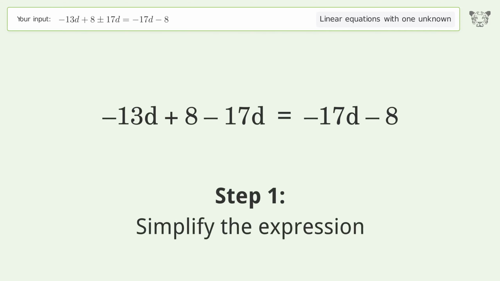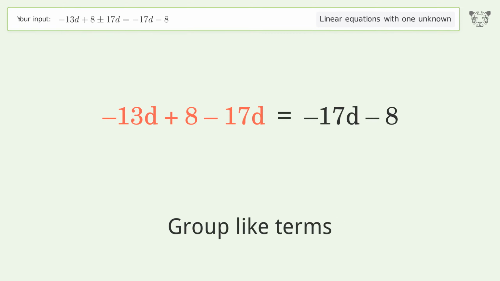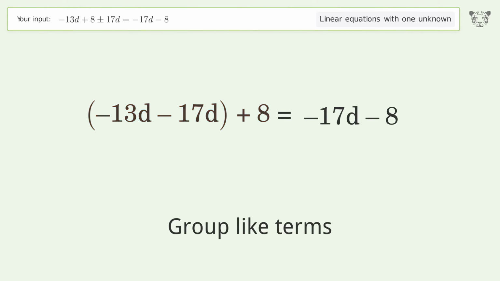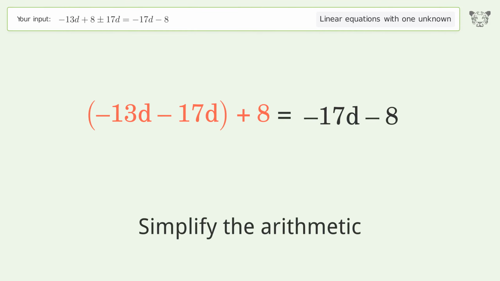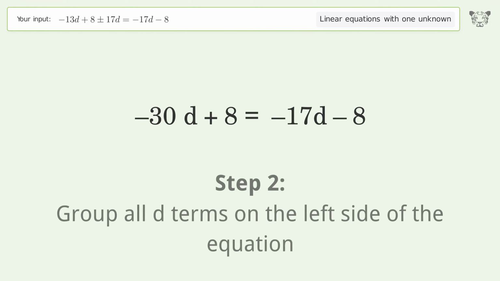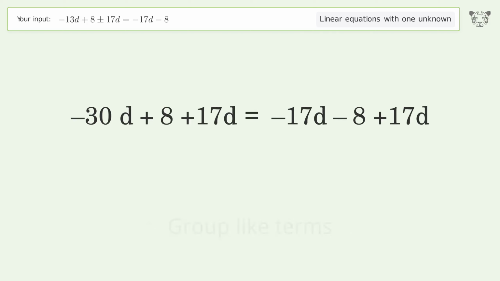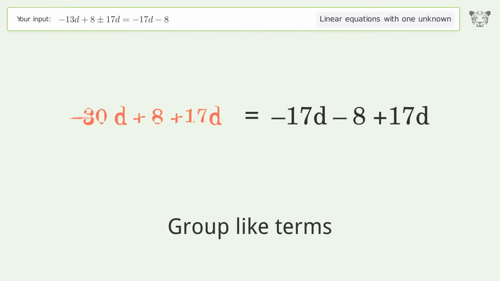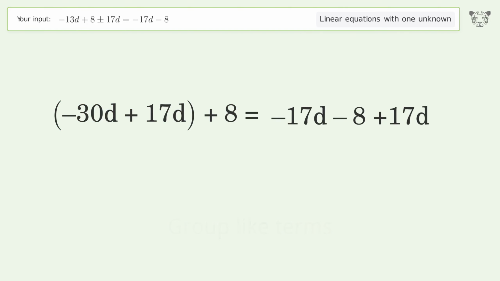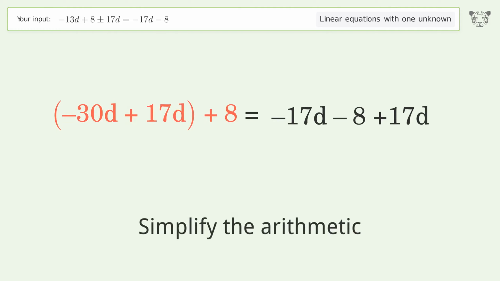Simplify the expression. Group like terms. Simplify the arithmetic. Group all d terms on the left side of the equation. Add 17d to both sides. Group like terms. Simplify the arithmetic.